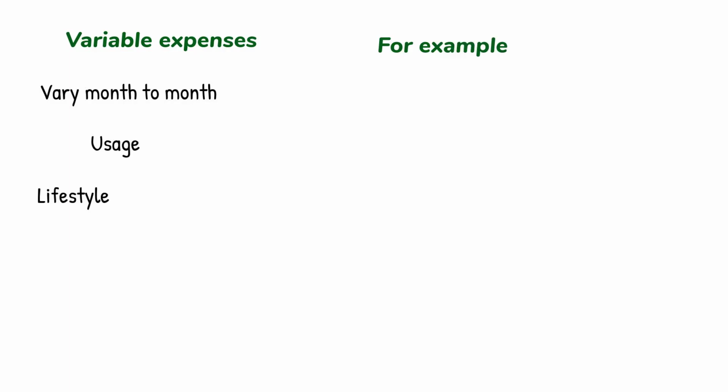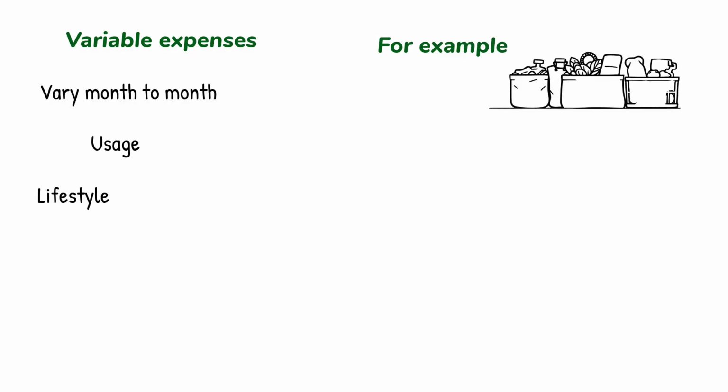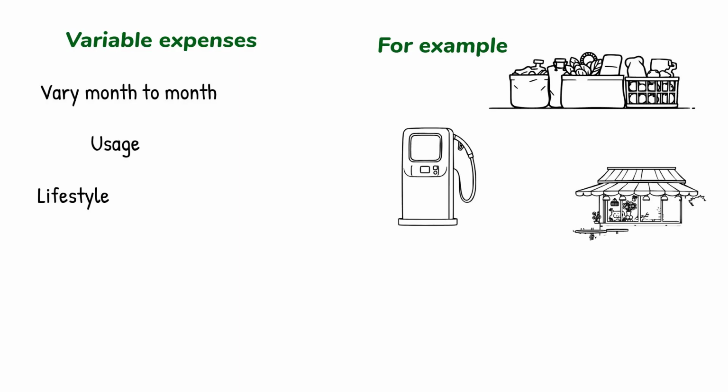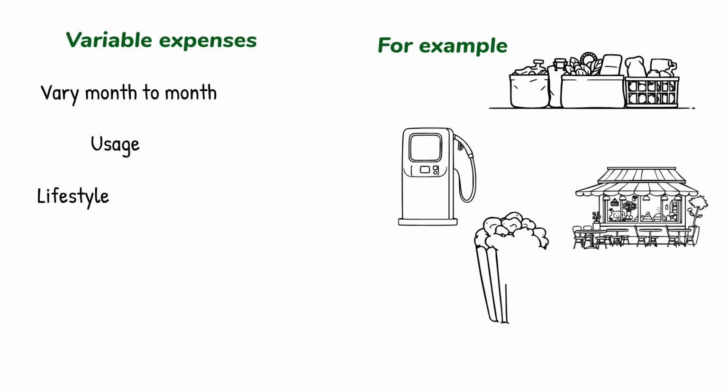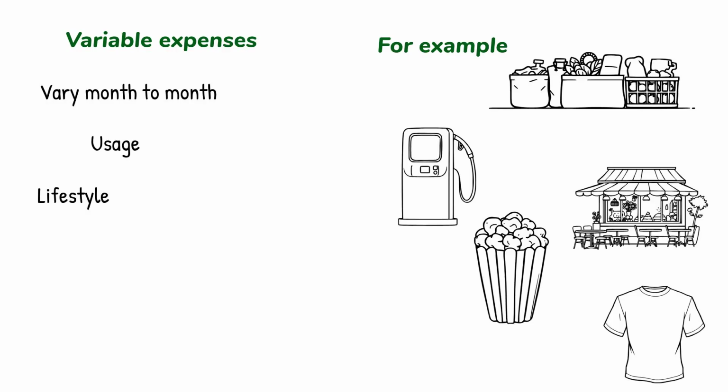Next up, variable expenses. These change from month to month based on your usage, habits, or lifestyle. Groceries, gas, dining out, entertainment, clothing, and utilities. These can take up most of your income. That's why budgeting for variable expenses often means setting a limit or estimate. When money is tight, you will need to reduce your variable expenses first.